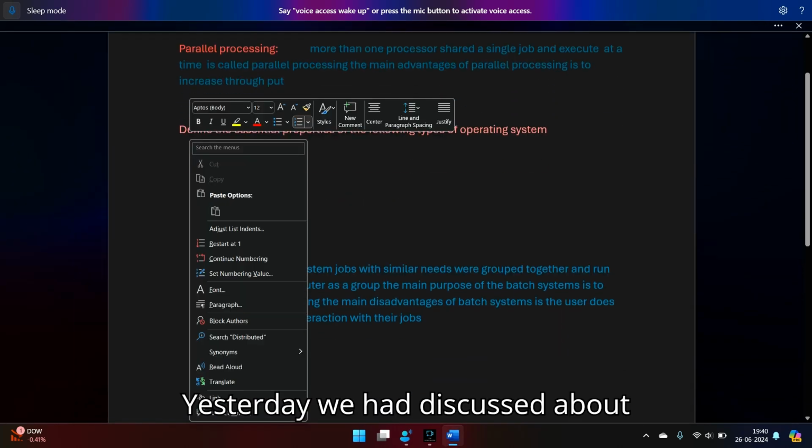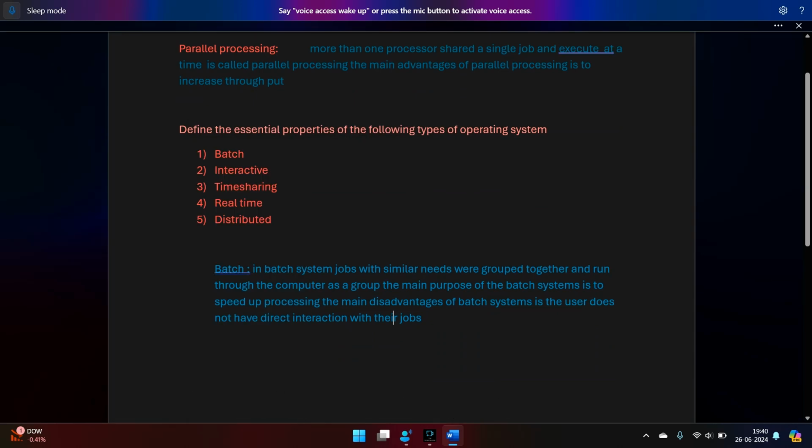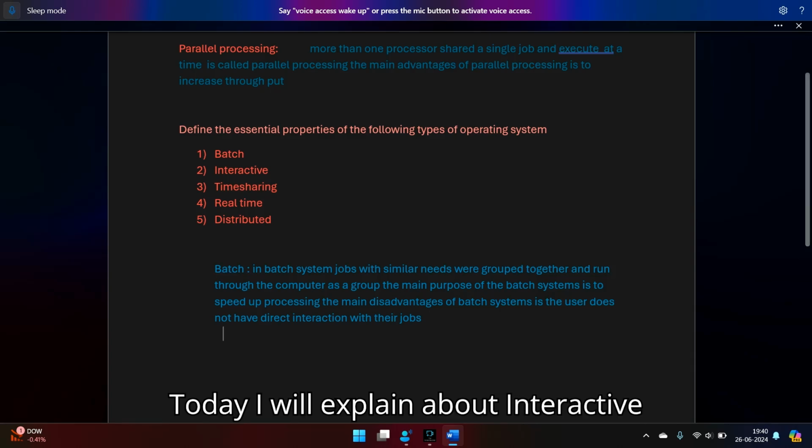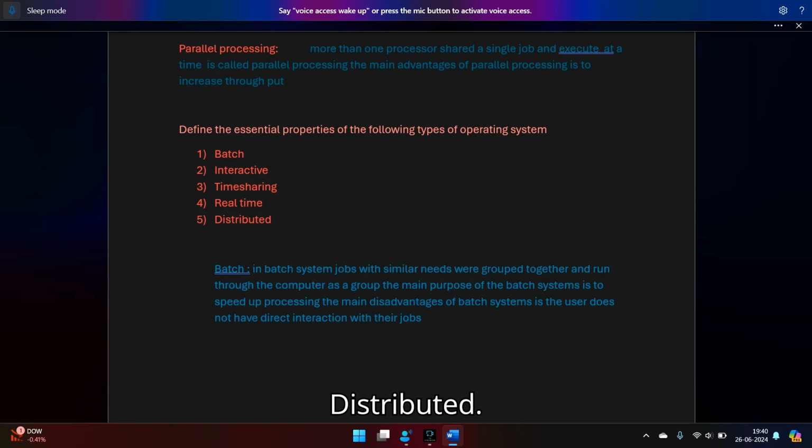Yesterday we discussed parallel processing and batch. Today I will explain interactive, time sharing, real time, and distributed systems. Okay, interactive.